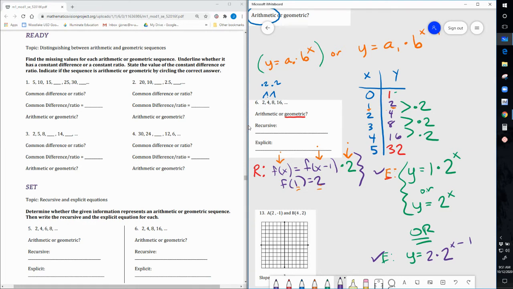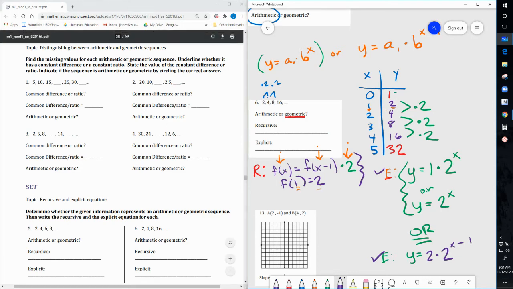All right, if you're confused by that, go back to the notes on geometric sequences and how to get the explicit equation, how to get the recursive equation. You can always look it up online, but we've made videos for all of this, so make sure to take a look at that.